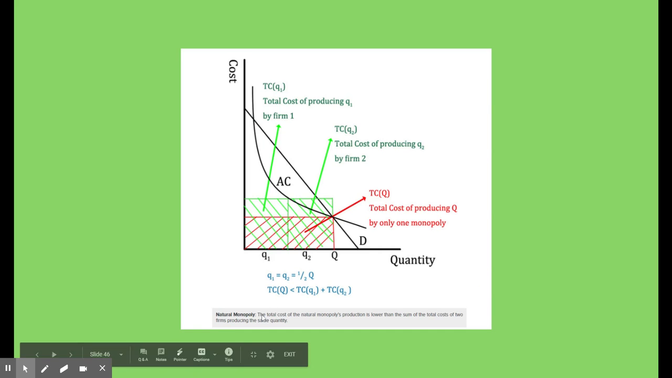And this, by the way, is also an argument why sometimes the government should leave it alone. When we have the case of a natural monopoly, the total cost of a natural monopoly's production is lower than the sum of the total cost of two producers.